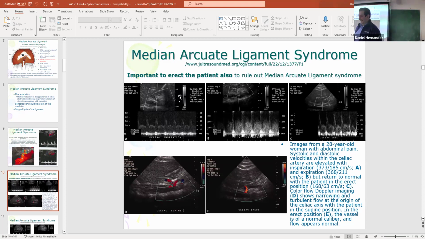The dynamics are fine. But yeah, if you're creating a stenotic lesion there every time you breathe.